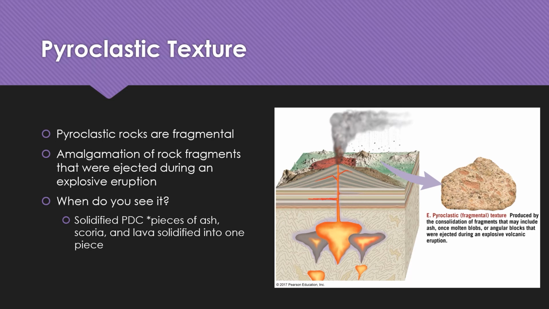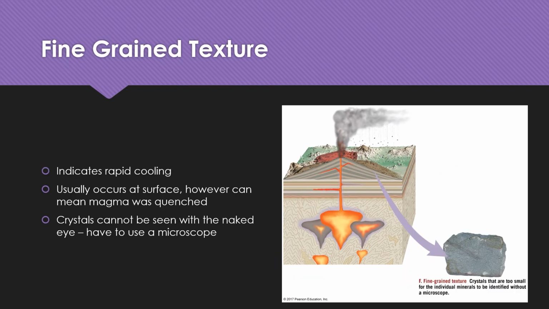So if you want to look it up, there's a ton of YouTube videos that you can find, but I'm going to show you a couple when we get to that lecture. So the fine-grained texture indicates rapid cooling. It's not glass, it's just very small crystals. Okay, this can occur at the surface, and it's usually where it occurs, but if it's under, it means the magma was quenched right as the crystals were starting to grow.